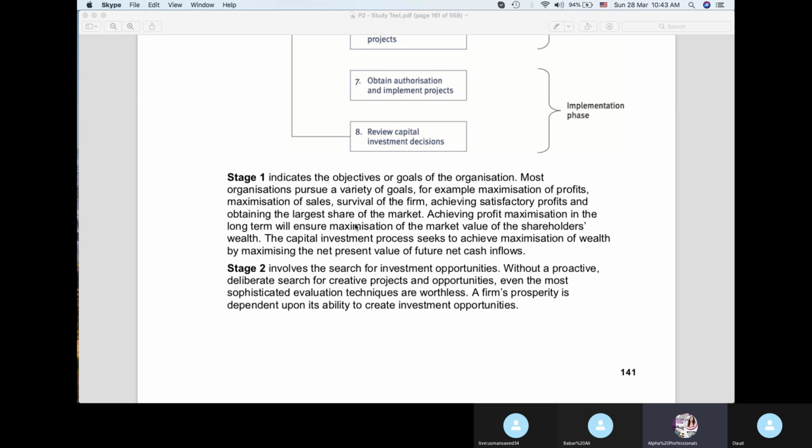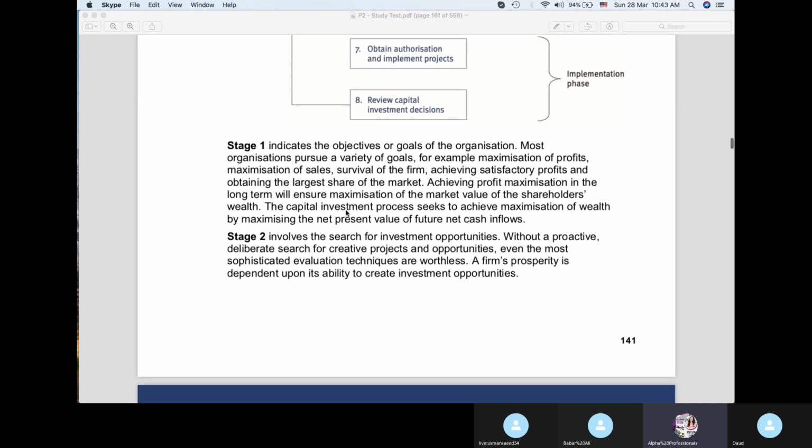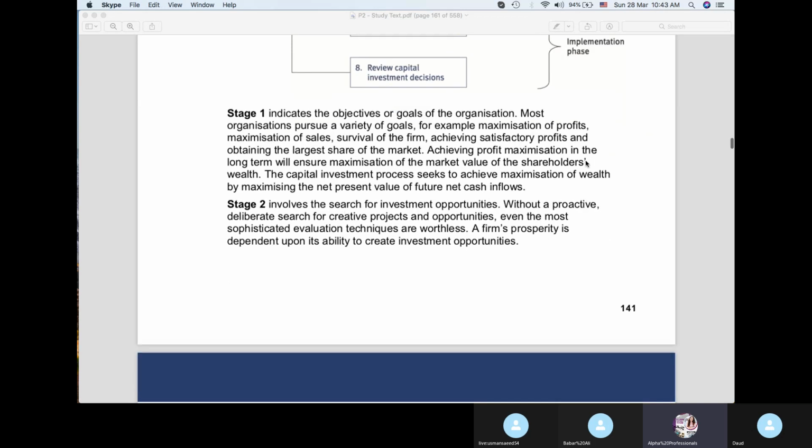If you want to maximize your sales, you might have to add some attribute in your product. For survival of the firm, as I told you, you might have to migrate from the current technology to the new technology. Obtaining the largest share means that it might require you to expand your business. So achieving profit maximization in the long term will ensure maximization of the market value of shareholders' wealth.